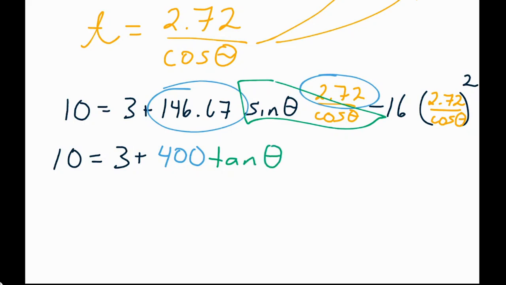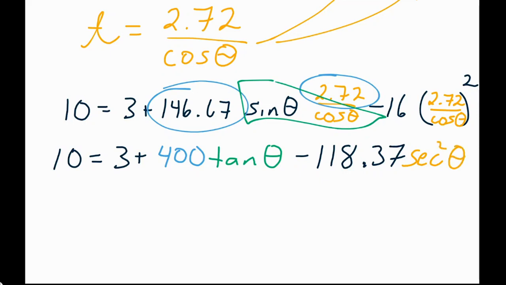That's a tangent. Now over here, I wish I could tell you that something really cool happens. 16 times 2.72 squared, I guess at least we can multiply those together. So again, 16 times 2.72 squared is about 118. How about that cosine squared in the denominator? Isn't that like 1 over cosine squared? And, oh yeah, that's equal to secant squared.